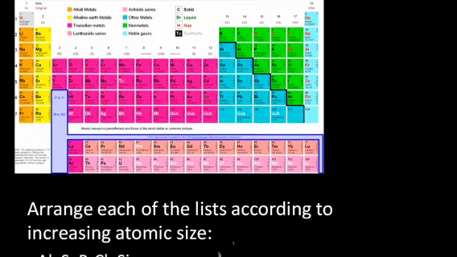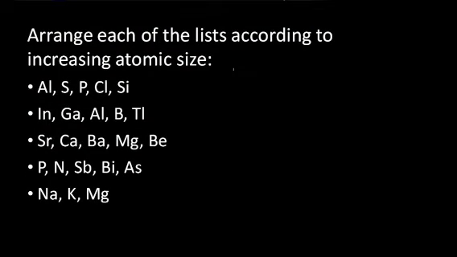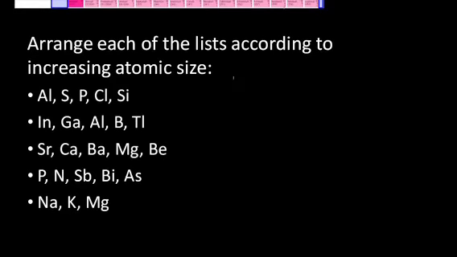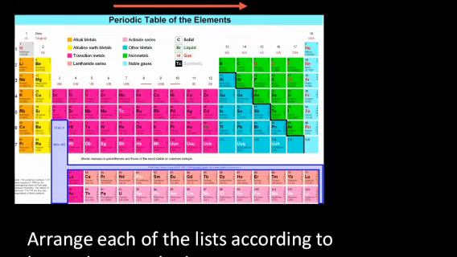All right, so we're going to look at some of the elements and see if we can use the periodic table to arrange them properly. We're going to try and arrange each of the lists according to increasing atomic size. So let's look at aluminium, sulfur, phosphorus, chlorine, and silicon. First we're going to circle them on the periodic table. Okay, I'm going to use the black color.